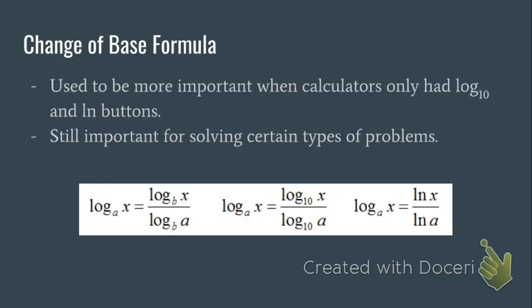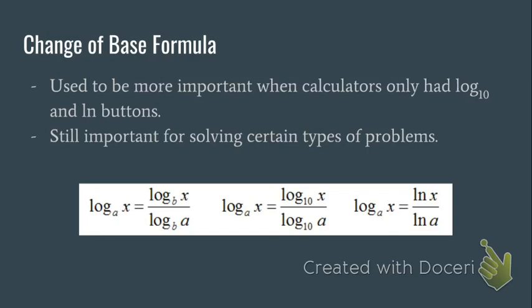Alright, the first formula that came up in 5.1 or maybe 5.2 is the change of base formula. It used to be really important back when calculators only had the common log base 10 or natural logs, or even before that when there were no calculators and there were log tables. The change of base formula allowed you to express logs of one base in terms of other bases.